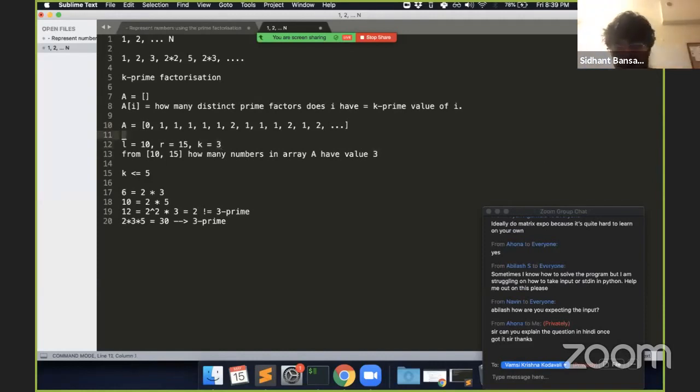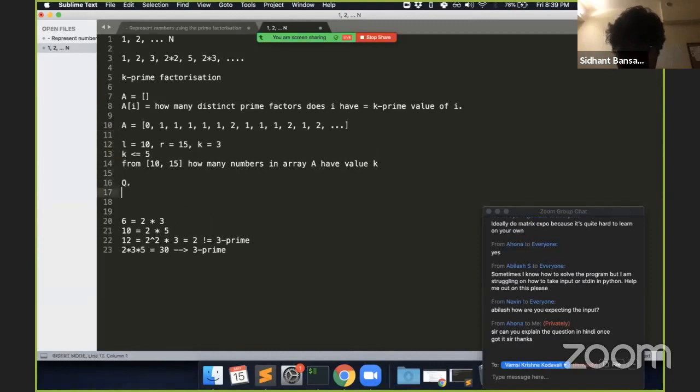Right? That's how our array A is defined. Assuming we have created this array A magically for now, don't think about how we will create it. Once we have this array A, the question is pretty simple. It's just asking, from L to R, how many numbers in array A have the value k? But we know k is less than or equal to 5.